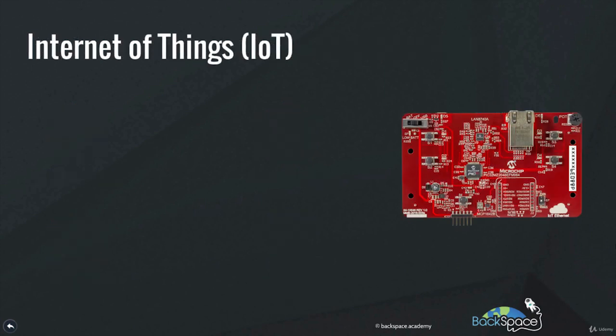Now, one area that is really progressing rapidly is the Internet of Things on AWS. So let's have a look at some of these services. AWS IoT is a managed cloud platform that lets embedded devices such as microcontrollers and Raspberry Pi securely interact with cloud applications and other devices.